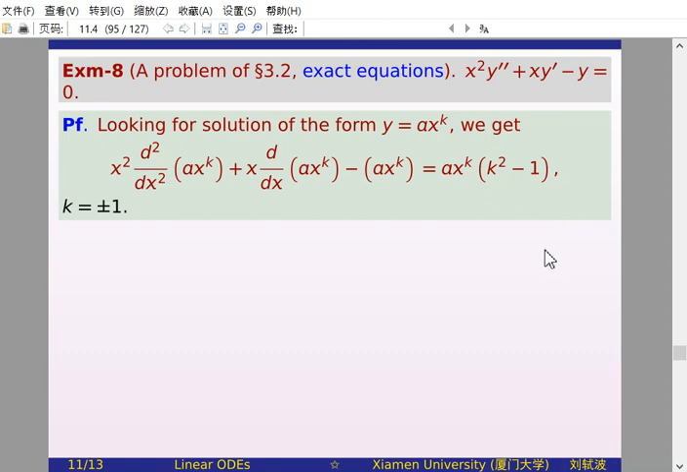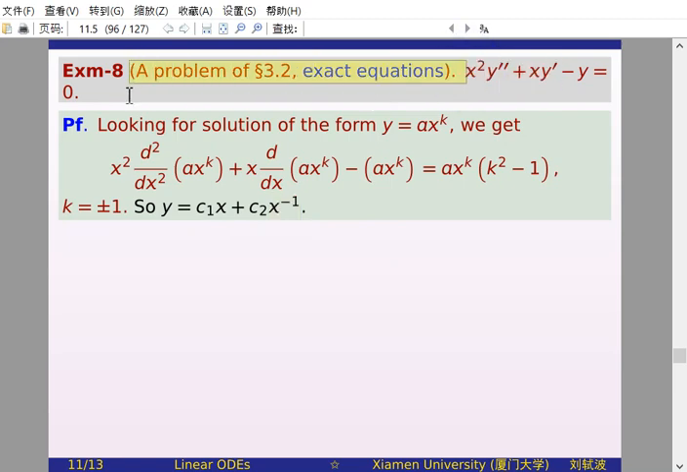So we get two different solutions. So the general solution is the linear combination of x, corresponding to k equal to 1, and the inverse of x, which corresponds to k equal to minus 1. So this is a simple method for solving this equation.